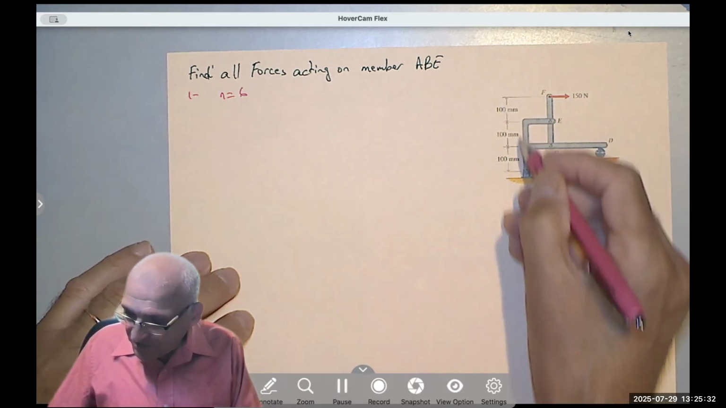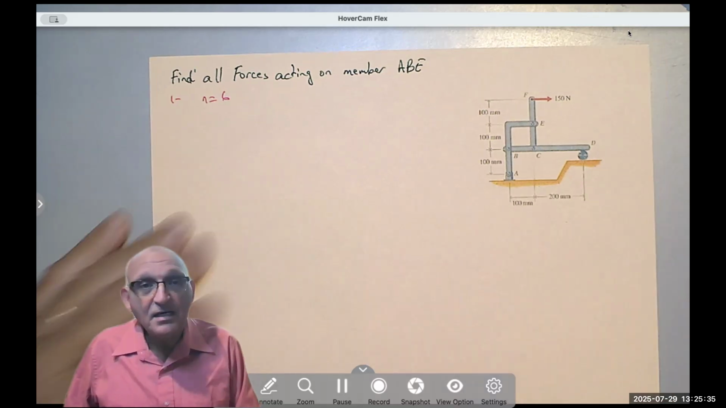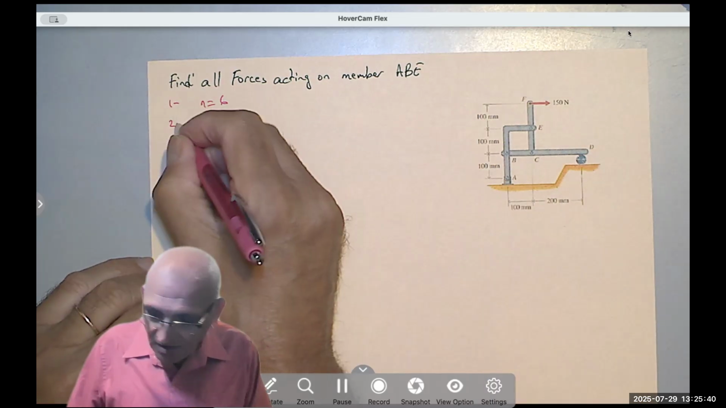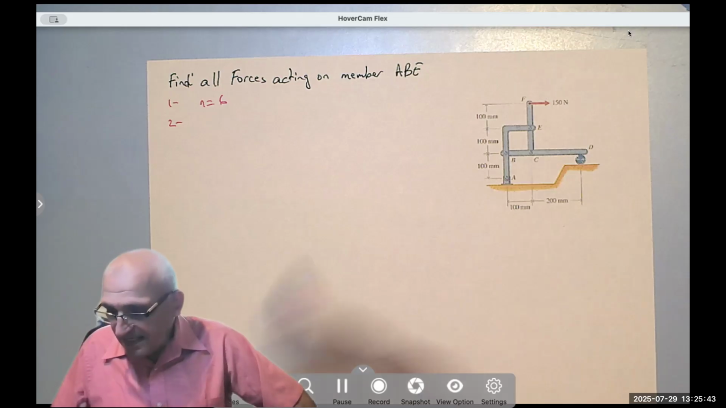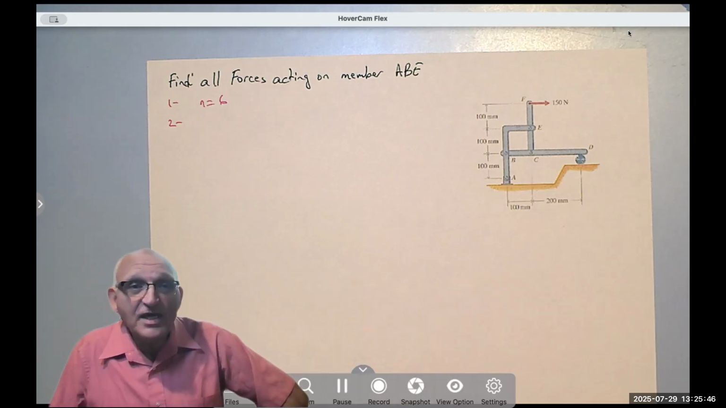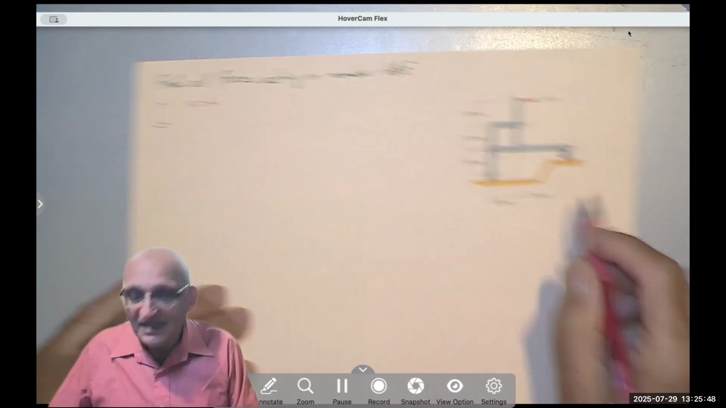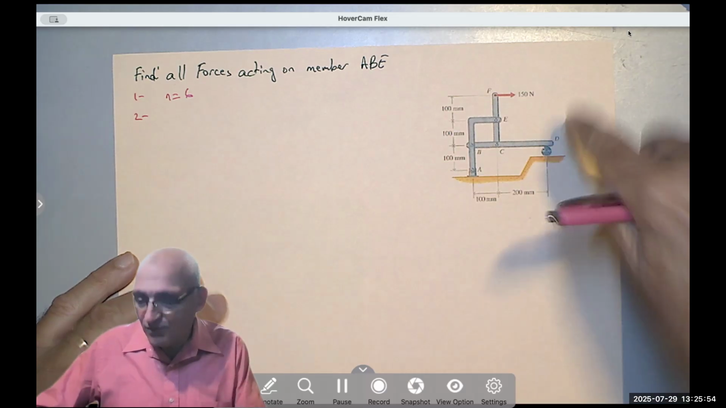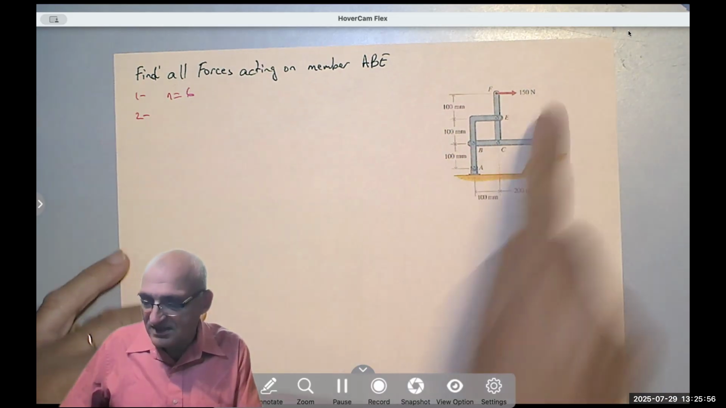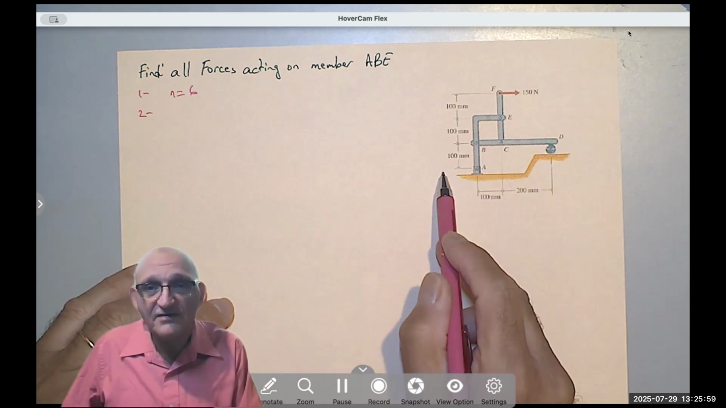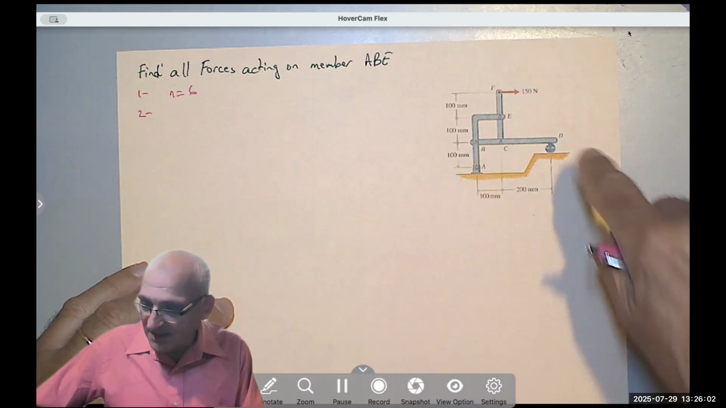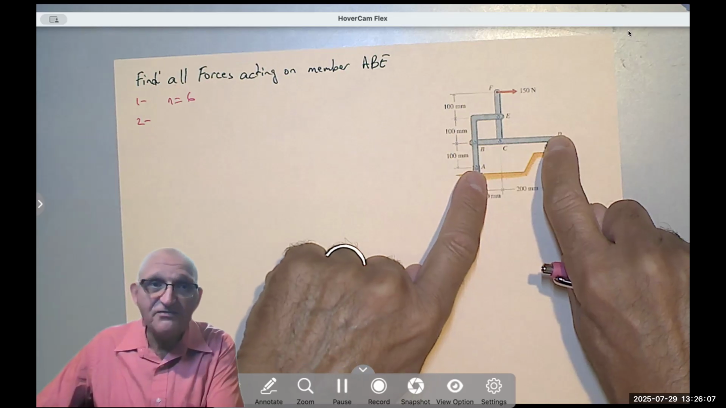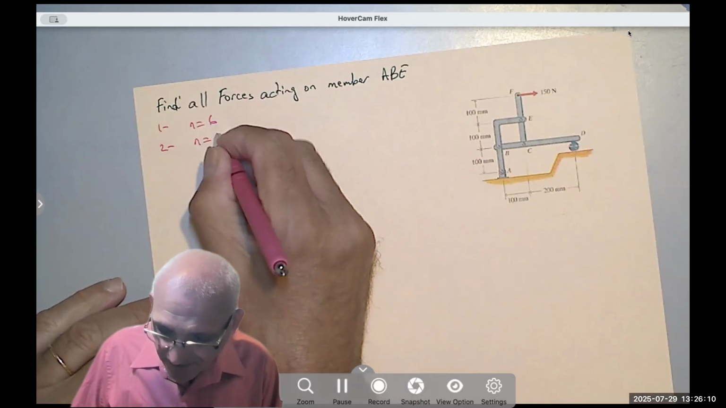Is my member connected to an outside support? Yes, at A. So number 2, can you find AX and AY? In this case, you can. Why can you? Because on the other side, there is a roller, right? So if I take the moment, no, before that, you can take the sum of the forces in the X, you will find AX is 150 to the left, okay? And then you can take the moment about D and find AY that should be going up. So I already found 2, so now N becomes 4.